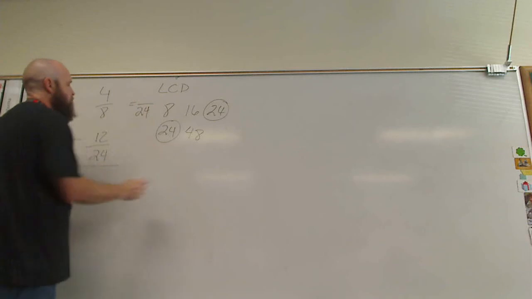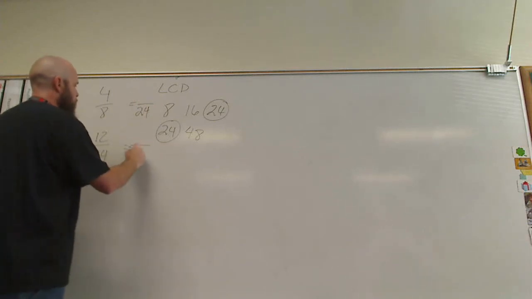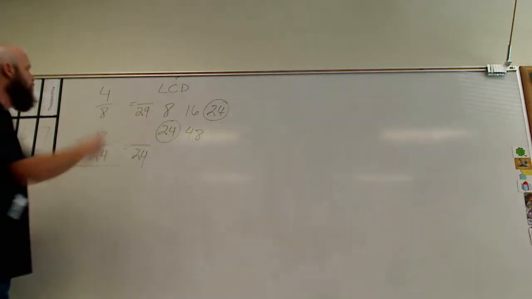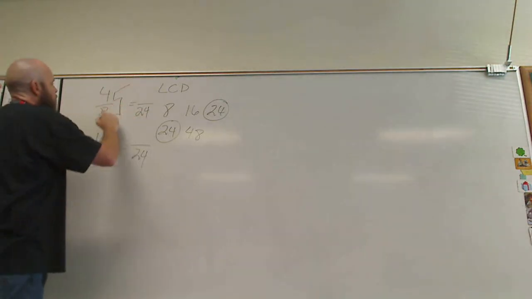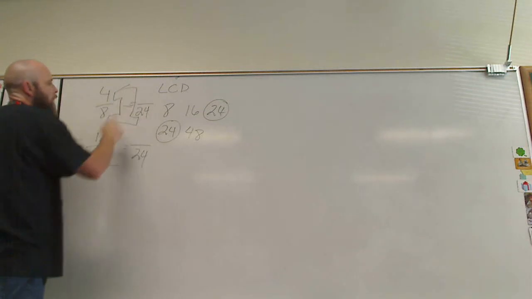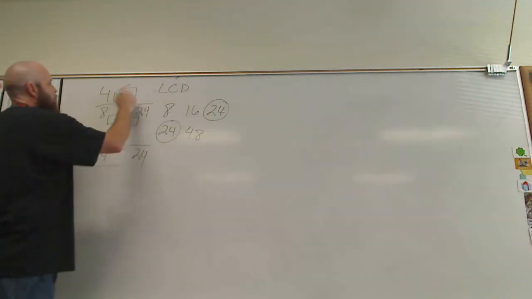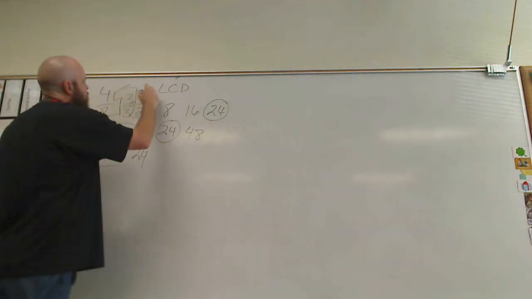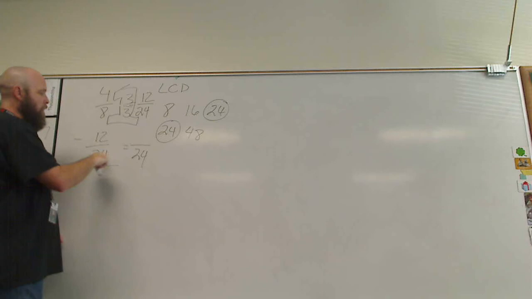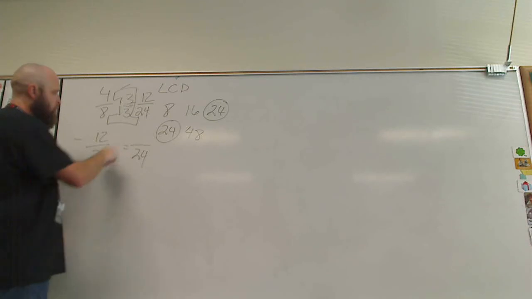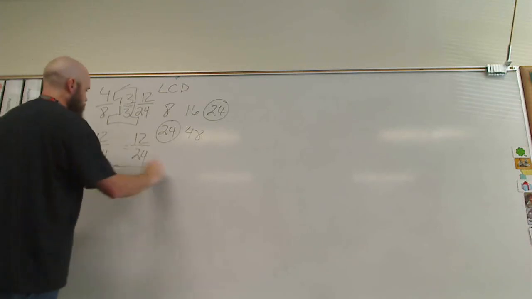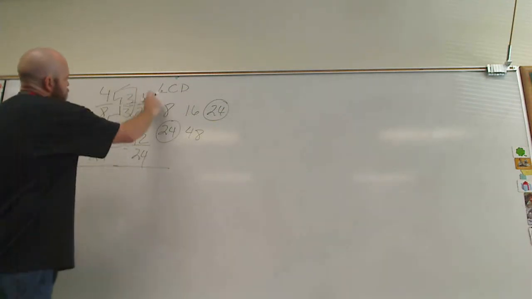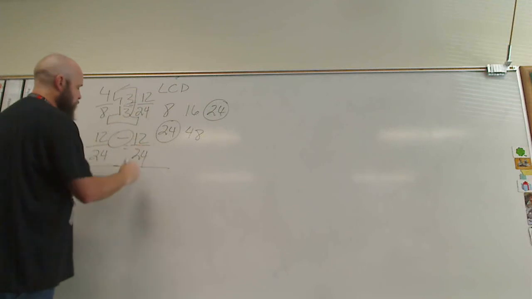I change these so that they're both over 24. What did I have to multiply here? 8 times what gave me 24? Because I want to make this a fraction that equals 1. 8 times 3 gave me 24. So then I multiply by your numerators. 4 times 3 is 12. Then I multiply across here. This is already 24. So all I have to do is put the 12 over here. I'm subtracting, so identify your sign. And I have 12 over 24, subtract 12 over 24.